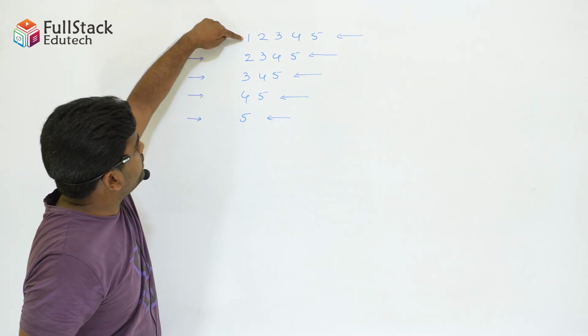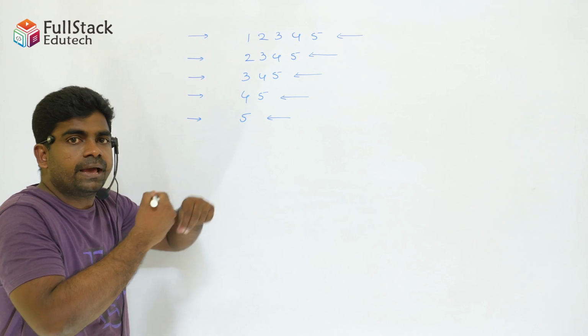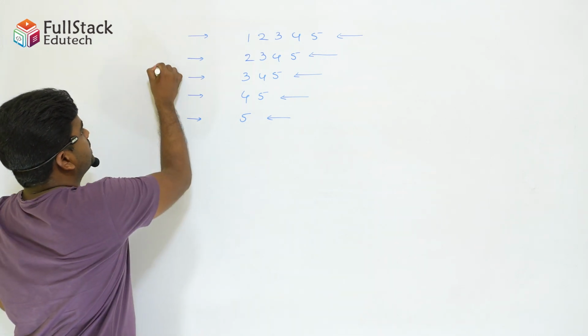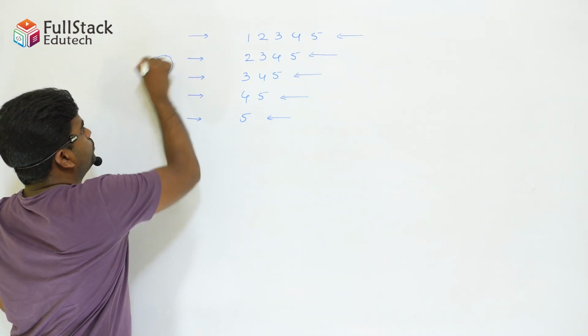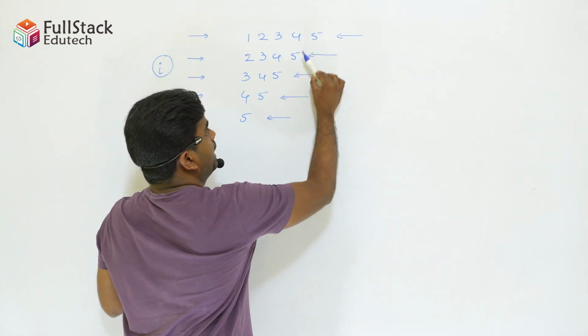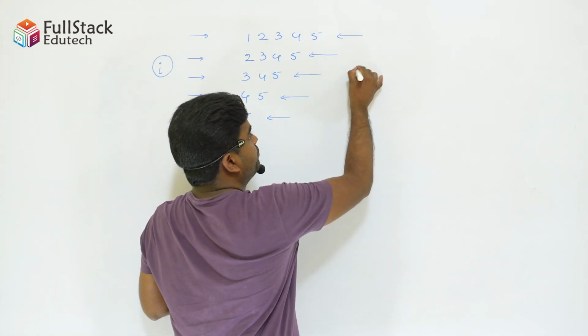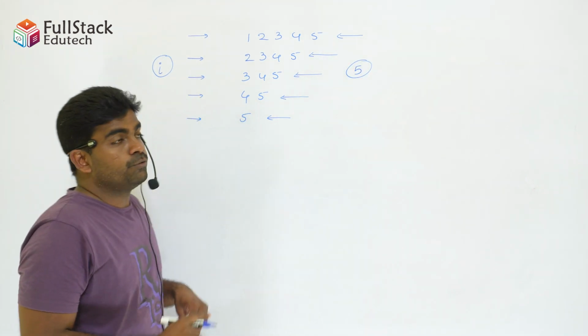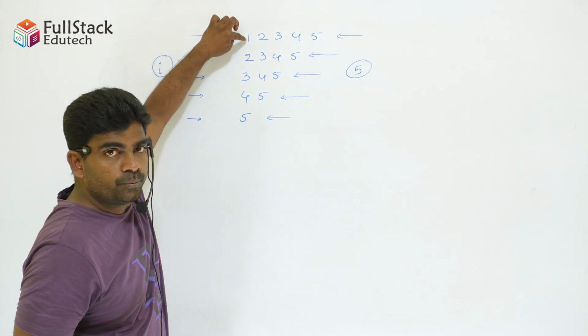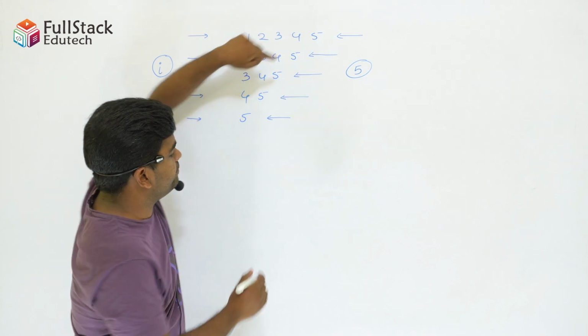See here, every row starts with a different value. Since the value changes, you need to store it in one variable. And every row ends with the same value. What is that same value? It is 5. So whenever you are printing, each row starts with a different value and ends with the same value.